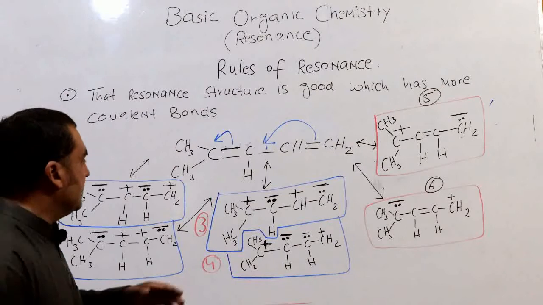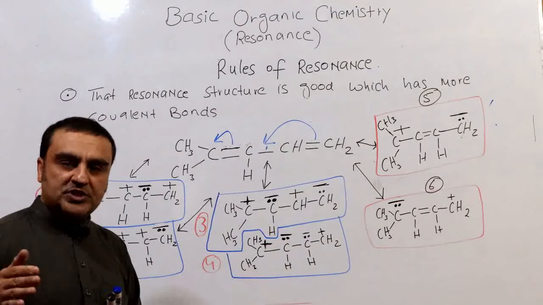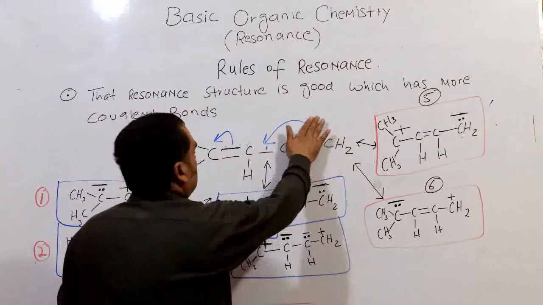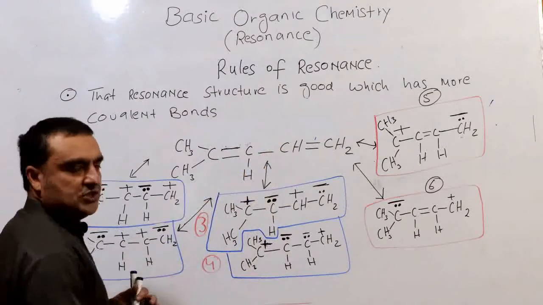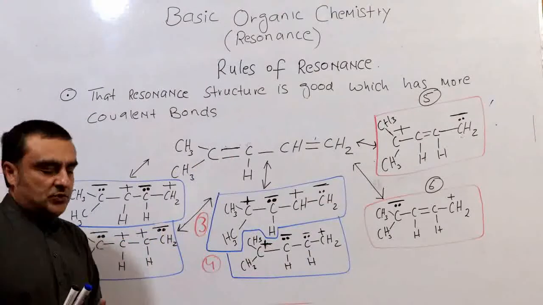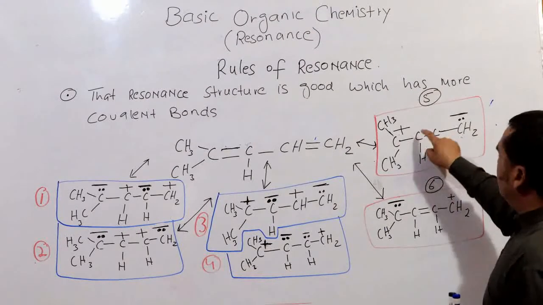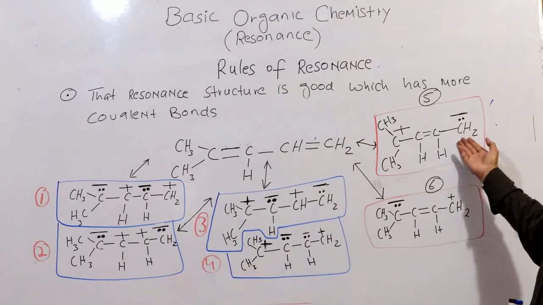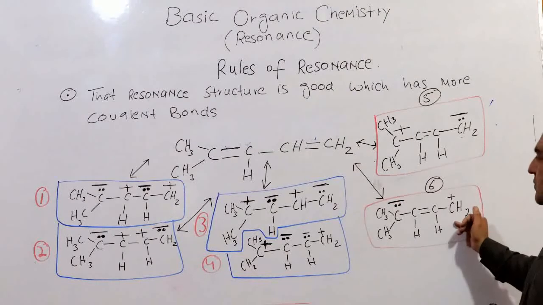There are rules that those structures which have many covalent bonds and fewer charges are most important. So as you see, this has no charge on any carbon, so this is the most important. So this has no charge, so it is very important. What about this? This has 2 charges and 1, 2, 3, 4 covalent bonds. It has 4. This is okay, and this structure has 4 covalent bonds. This seems a little bit okay too.